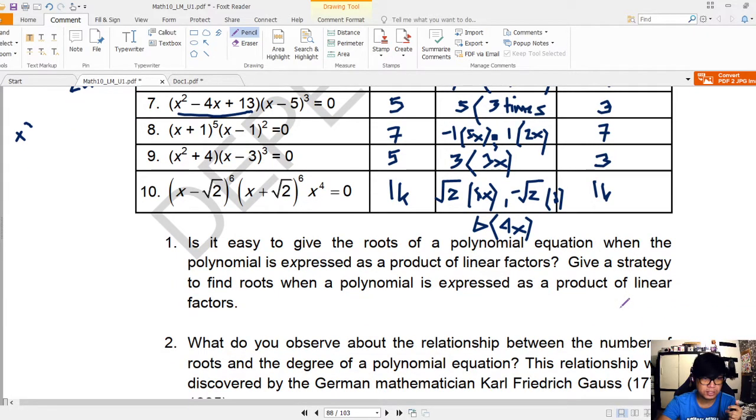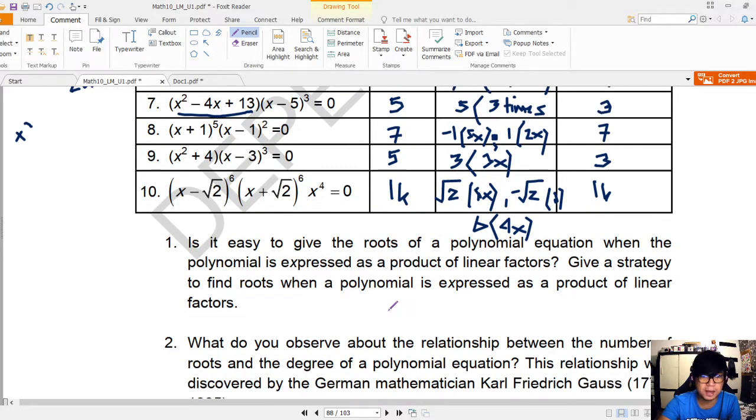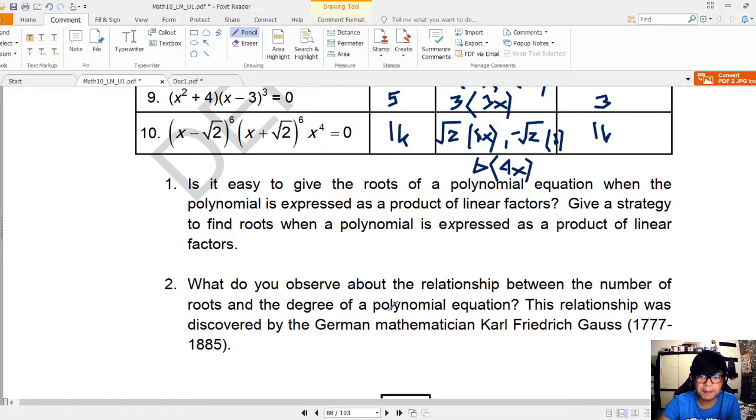So, my follow-up question, is it easy to give the roots of a polynomial equation when a polynomial is expressed as a product of linear factors? Give a strategy to find roots when a polynomial is expressed as a product of linear factors. Madali lang siya kung na-factor na yung polynomial. It is because i-equate na lang natin siya sa 0, tapos hahanapin na lang natin yung roots. Pwede nyo gamitan siya ng transposition or yung zero product property. Pwede ring extracting the square roots or using the quadratic formula. So, yun yung mga ginamit natin kanina. Easy lang siya pag na-factor.